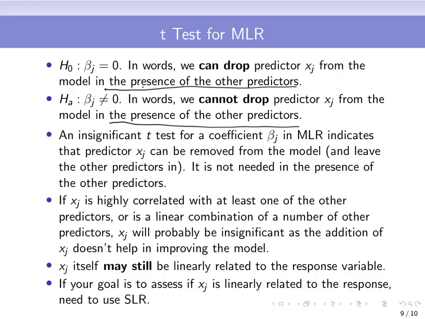If your goal is to assess simply whether x sub j is linearly related to the response, then you only need to use a simple linear regression. So just be aware of the difference in interpretation for the t-test: that predictor is not useful in the presence of the others. On its own, it may still be useful. So that's a key distinction to be aware of.